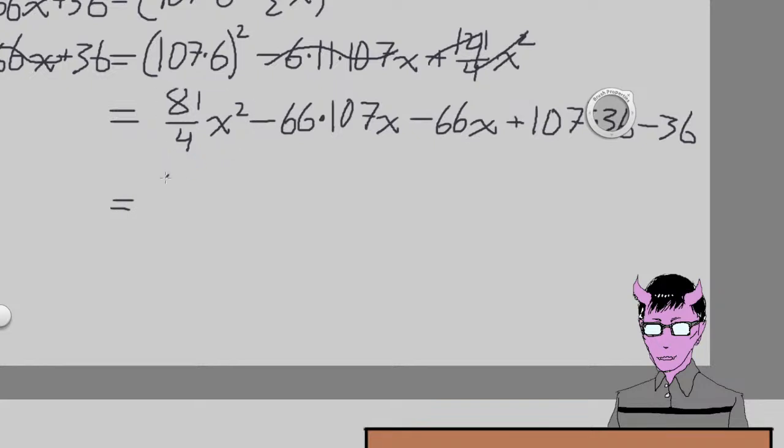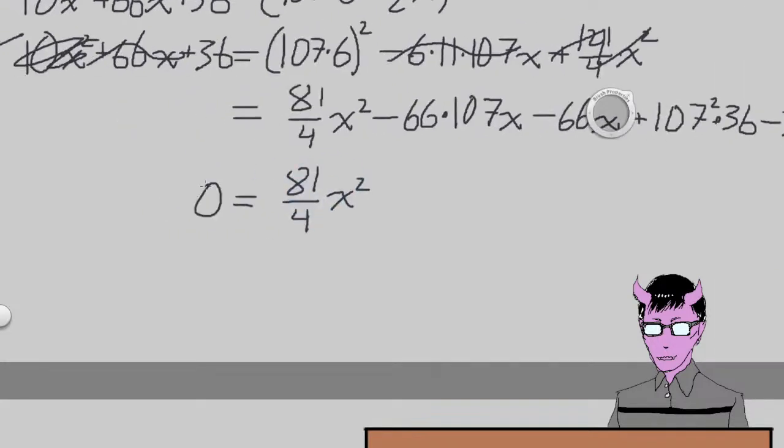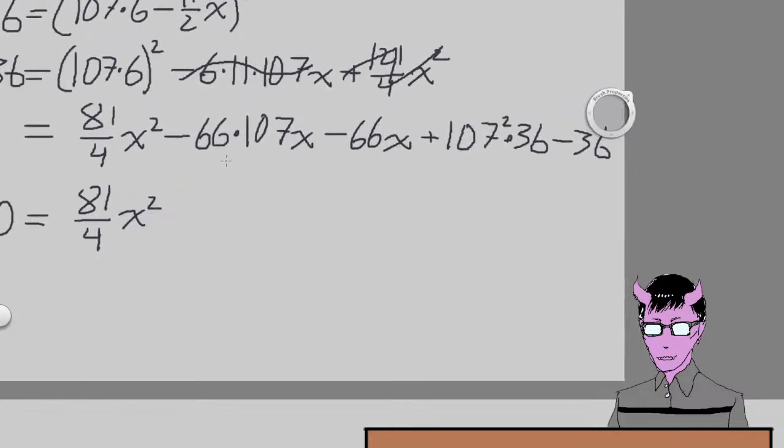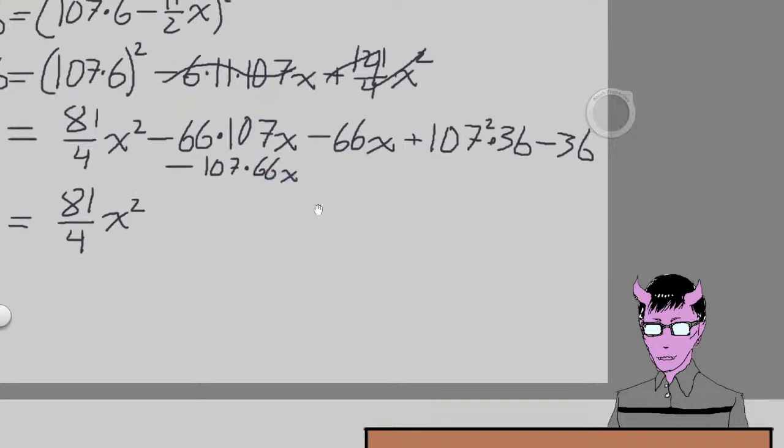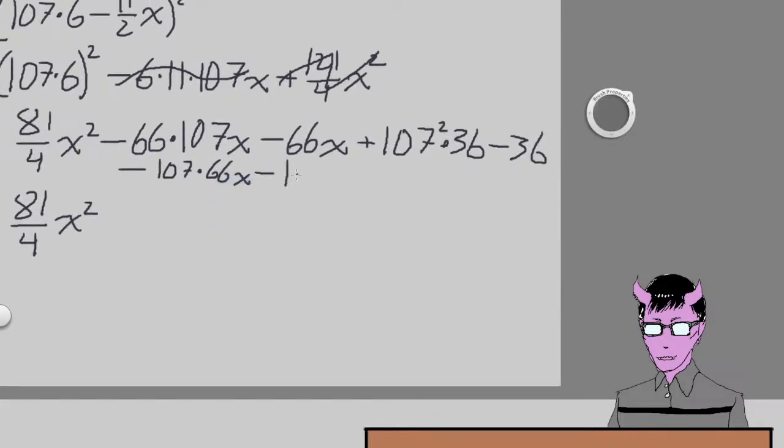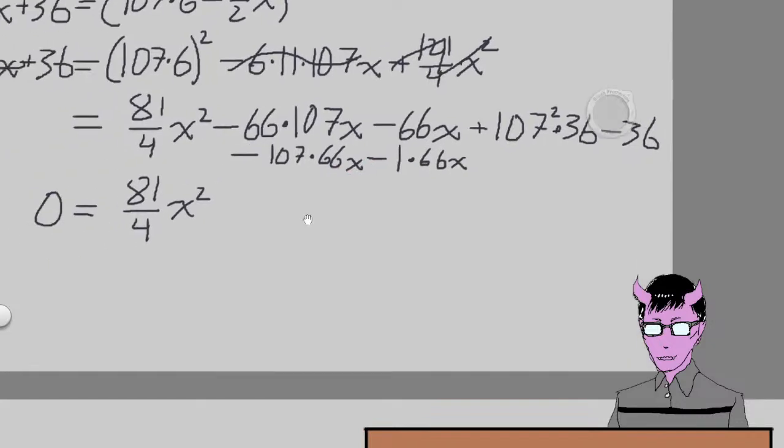So there are no more x squares. So we have 81 over 4 times x squared. Don't forget the 0. And then here's where the magic happens. We have minus 107 of 66 x's, and then we're taking away 1 of those 66 x's. Since it's negative and negative, we can consolidate them, and therefore we have a negative 108 of 66 x's.